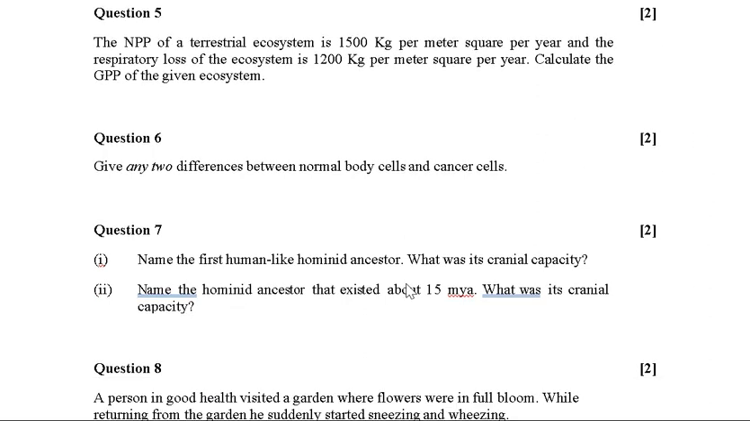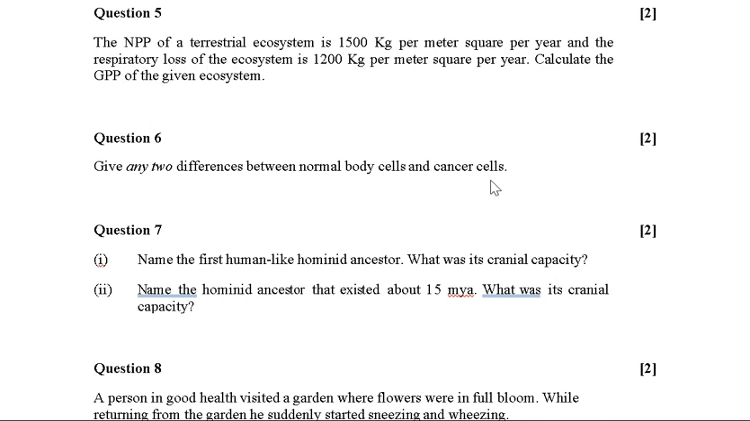Now come to the next question. They are asking for two differences between normal body cells and cancer cells. So what is the difference between a normal body cell and a cancer cell? Normal body cells divide in a regulated manner, hence have a definite lifespan. But cancer cells divide in an unregulated and uncontrolled manner, hence lifespan is not definite.